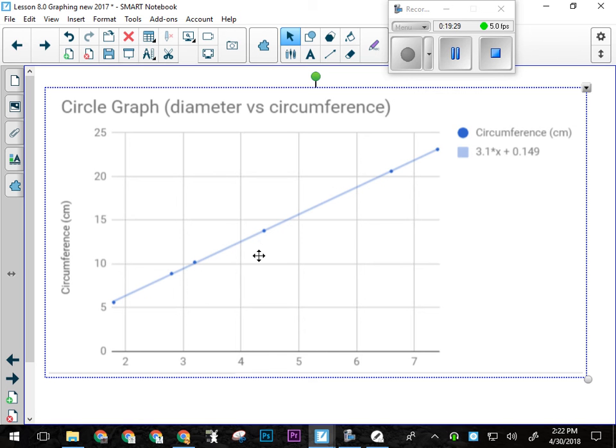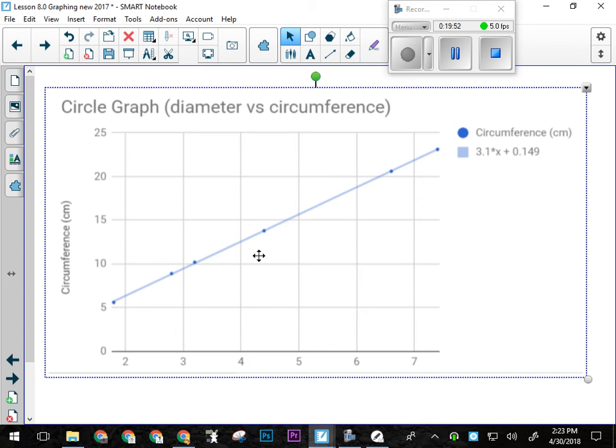We're graphing diameter and circumference here. So this line should have a slope equal to pi, because that's the relationship between circumference and diameter. They're related by pi. I multiply my diameter by pi, and I get my circumference. Everyone okay with that idea?